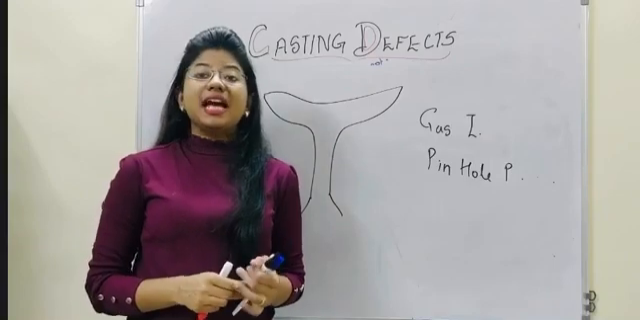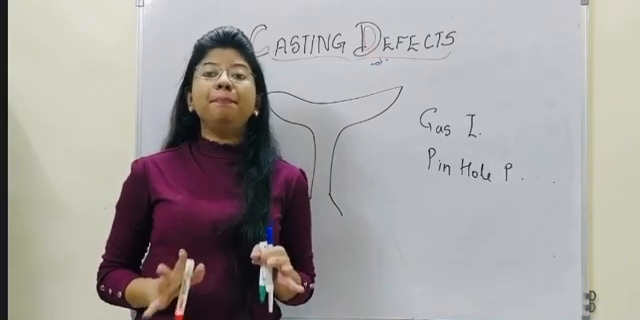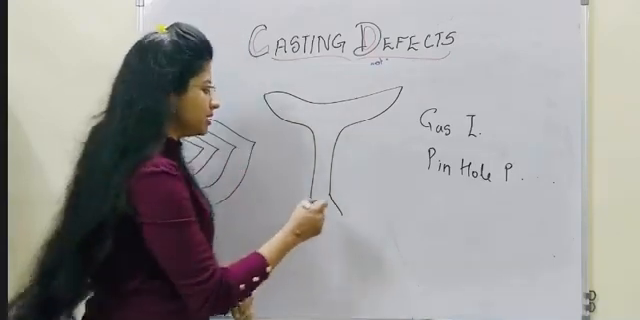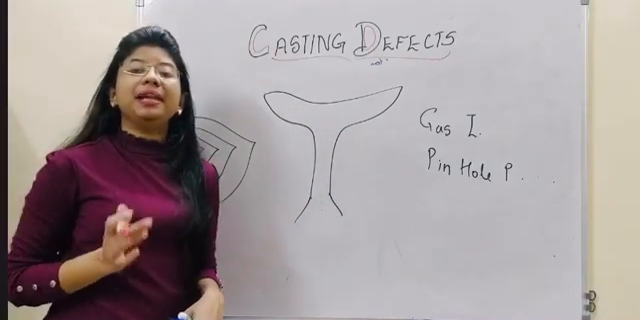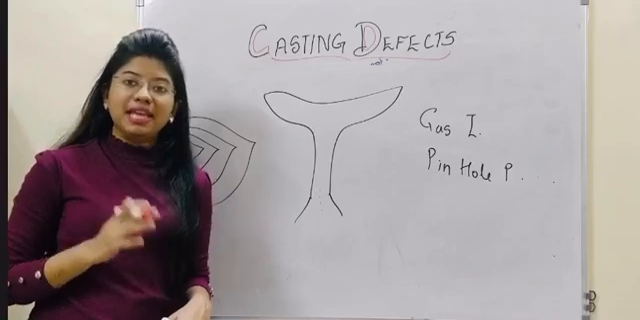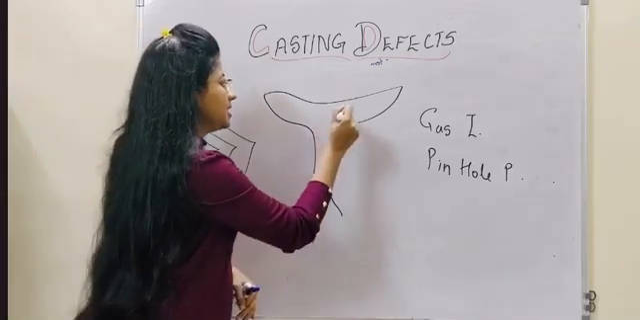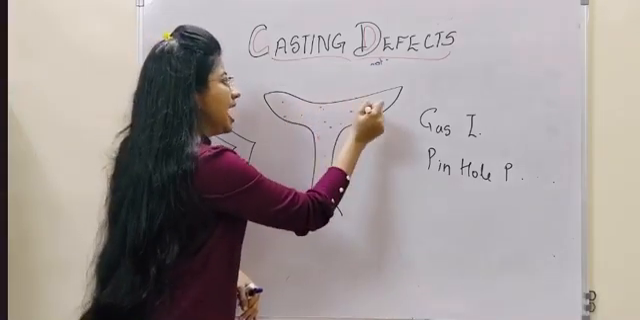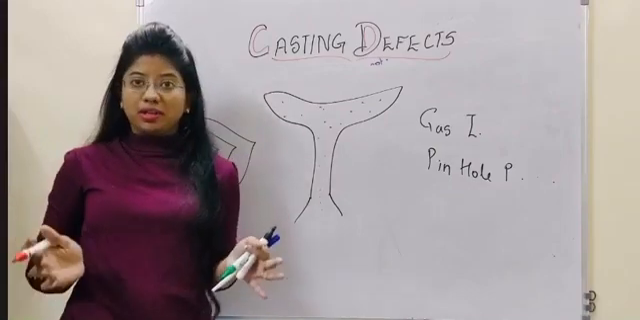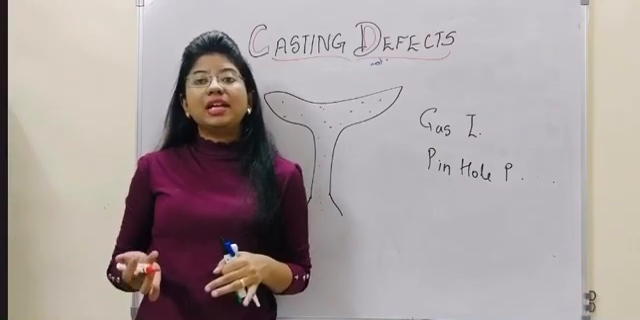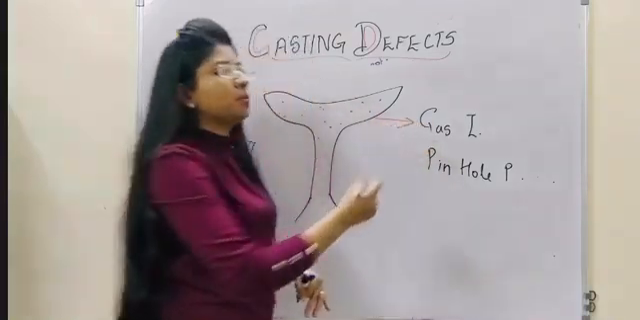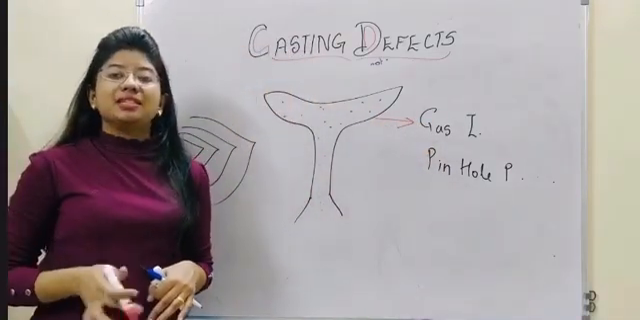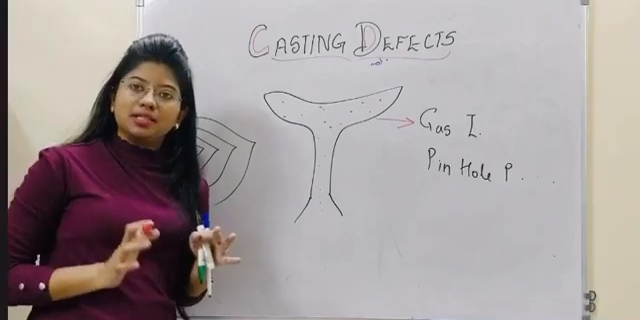There is gas inclusion porosity, or you can say pinhole porosity. What happens when the molten metal enters? It has entrapped air, or you can say entrapped gases. These entrapped gases are seen in the molten metal, and it tries to escape out. And if there is no outlet for the escape of gases, it results in gas inclusion porosity, which is seen as a void in the casting.